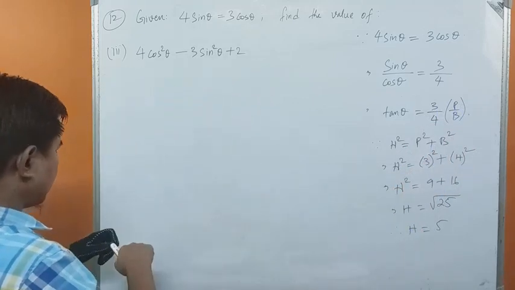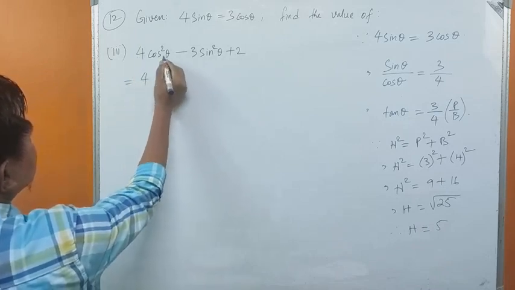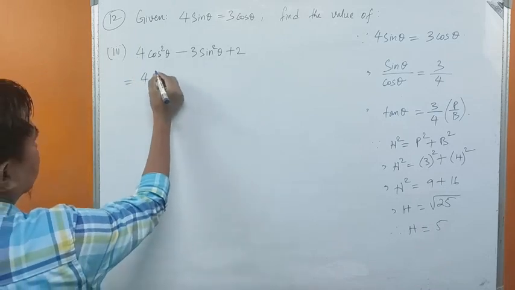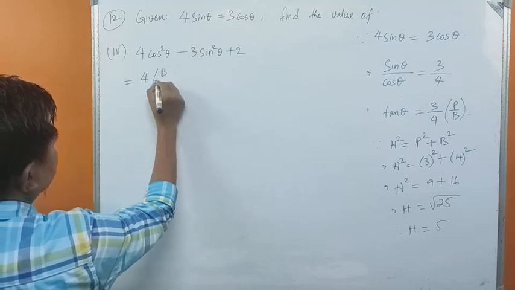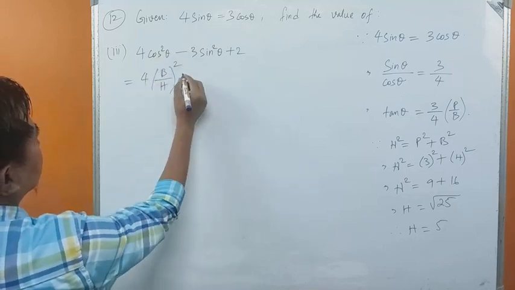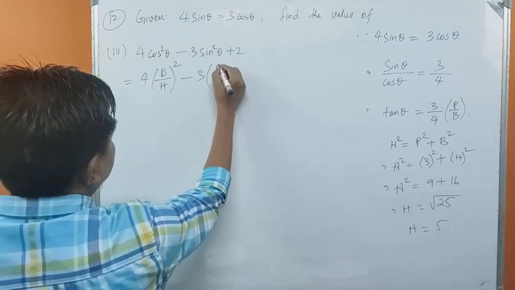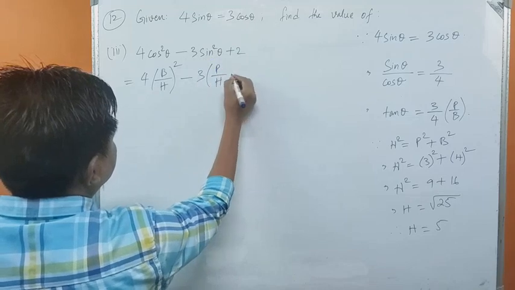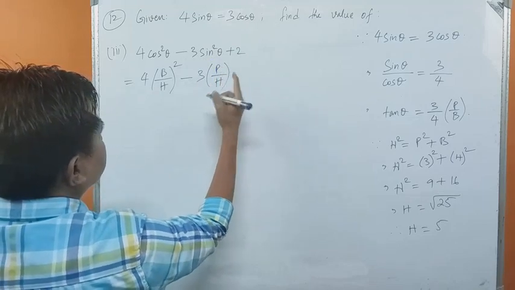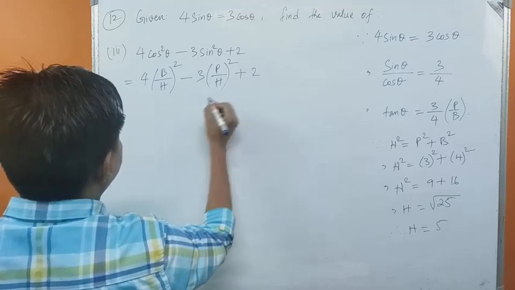So this equals 4 times cos theta, which means base upon hypotenuse, isn't it? So base upon hypotenuse whole squared. So we have a square here, minus 3 we write here. Sin theta means perpendicular upon hypotenuse. Perpendicular upon hypotenuse, so we have a square here, we put a square, plus 2.